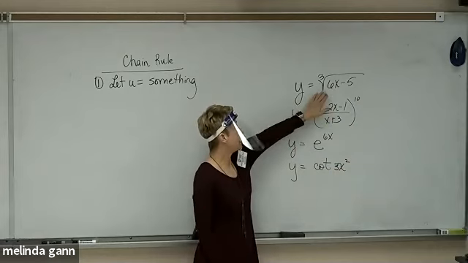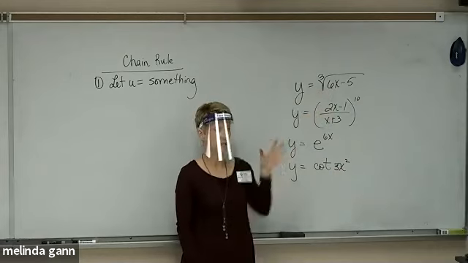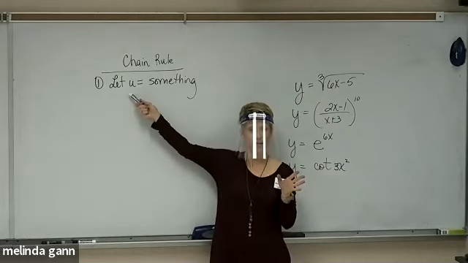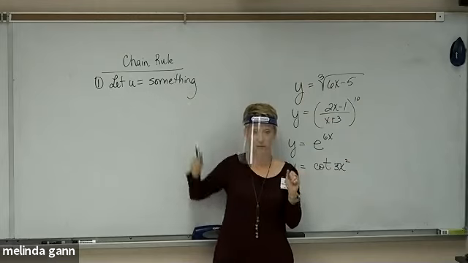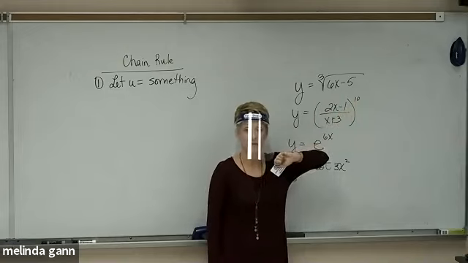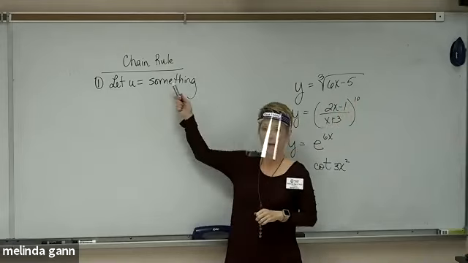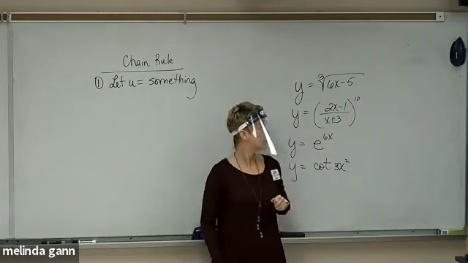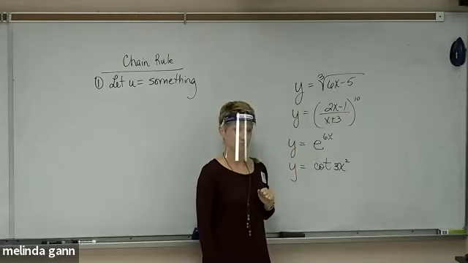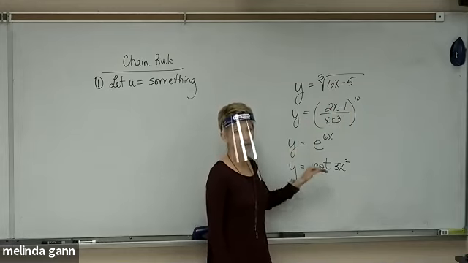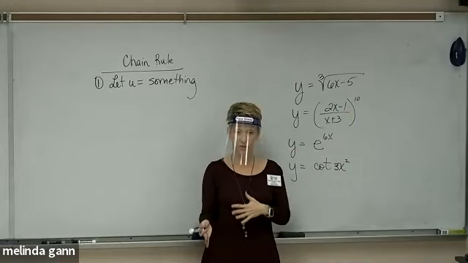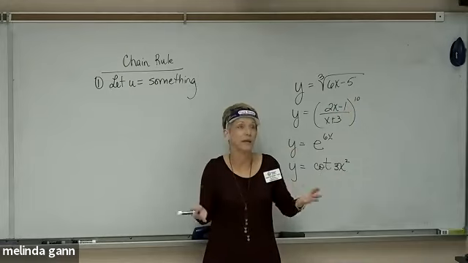See, when I look at that, here's what I see. I see the cube root of something. So let u be the what? Something. When I see this one, I see something to a power. Is everybody with me? So I let u be my what? Something. When I see this one, I see e to something. When I see this one, I see the cotangent of something. So when you look at the structure, what you let u equal should be pretty clear pretty quickly.